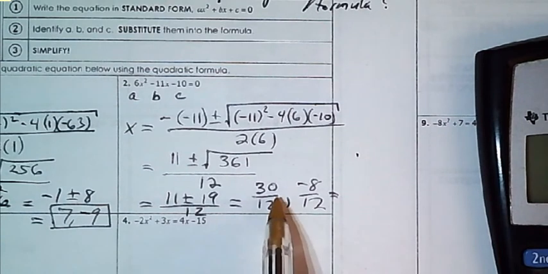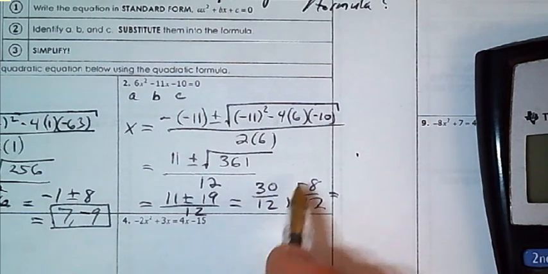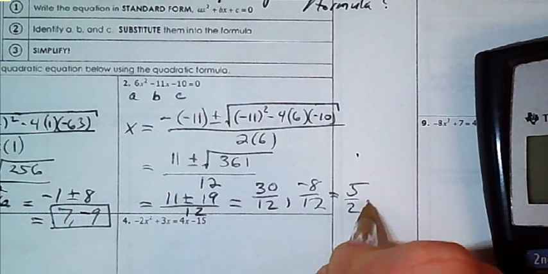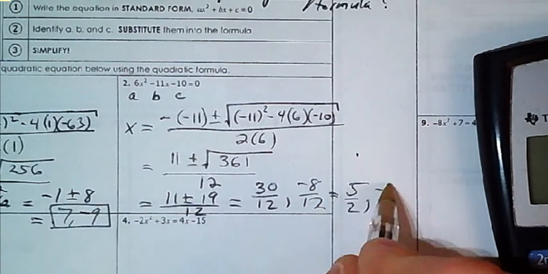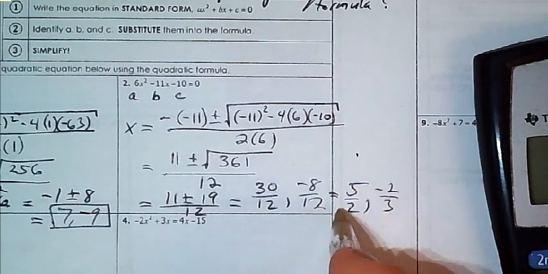You can divide it. You can get 5. What about 6? That's all I'm saying. 5 over 2. Good. And you can do 4 here. 2 over 4. Yeah, 2 over 3. Negative 2 over 3. So there's your solutions.